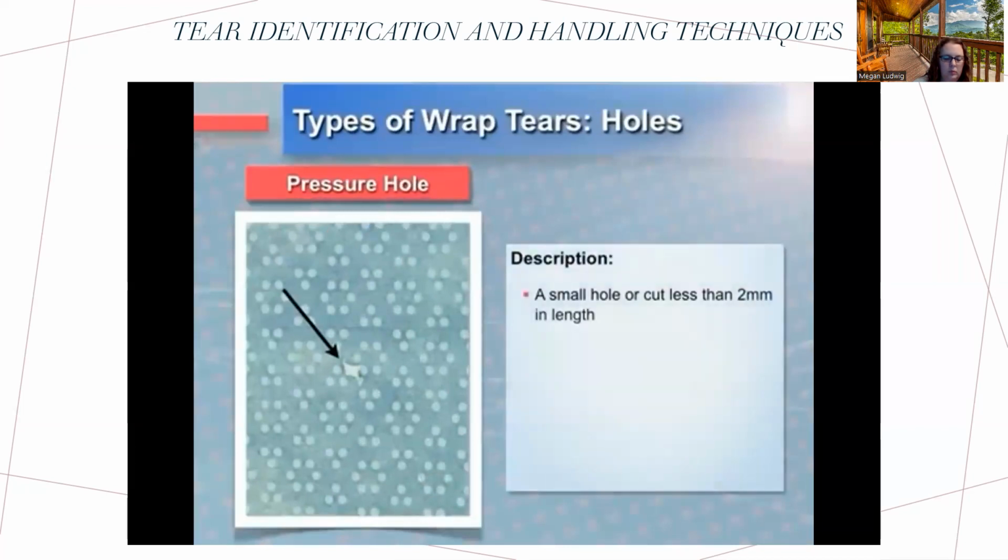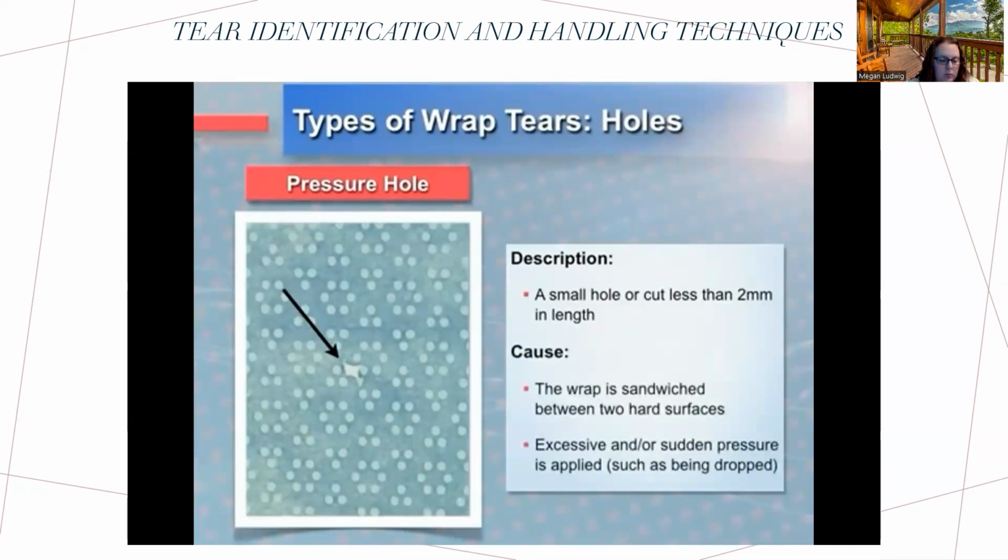Holes are yet another type of wrap tear. A pressure hole may appear as a tiny opening less than 2 millimeters in length where the fibers around the edge of the hole have been welded or stuck together. They are usually found along the perimeter of the instrument tray. This type of hole is caused when the wrap is sandwiched between two hard surfaces, such as when heavy trays are stacked on top of each other.